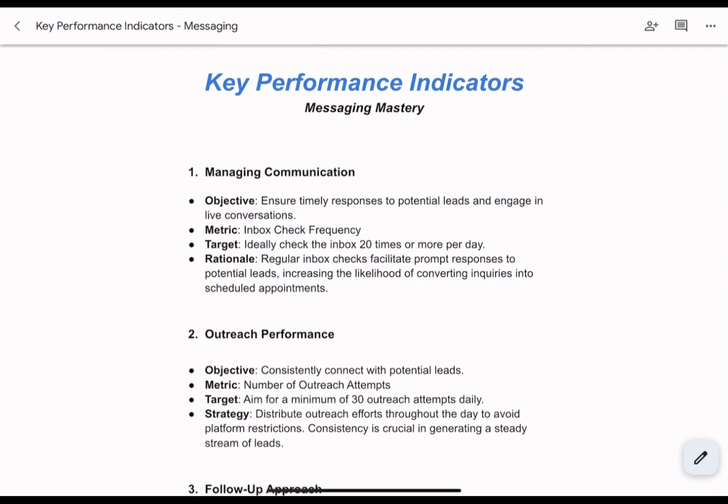Imagine one coach is messaging over the course of a few days, or one coach is messaging that whole conversation in a day. Okay, that means it's going to be livelier in their mind. It's going to be more engaging, and the conversation's not just going to dissipate by taking long to respond. So regular inbox checks facilitate prompt responses to potential leads, increasing the likelihood of converting inquiries into scheduled appointments.